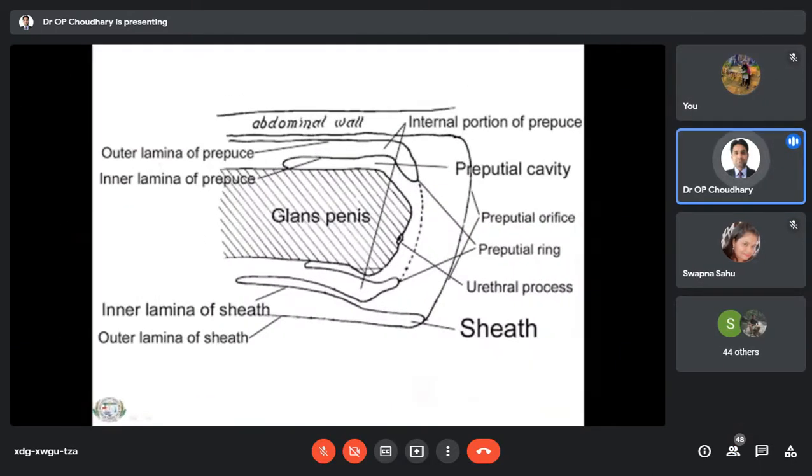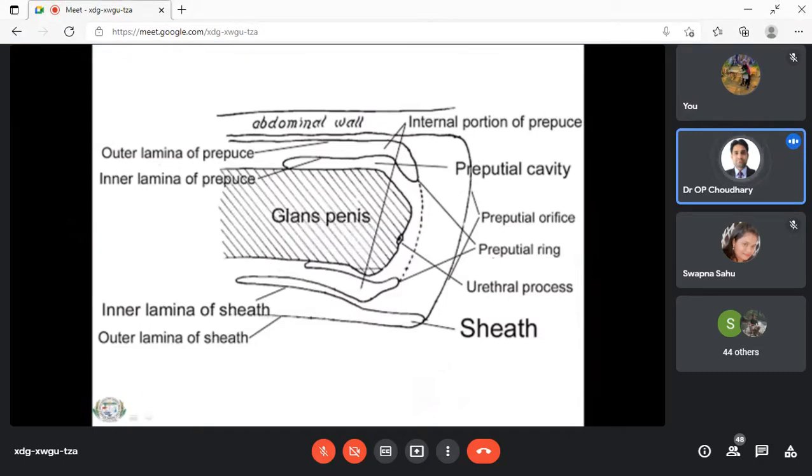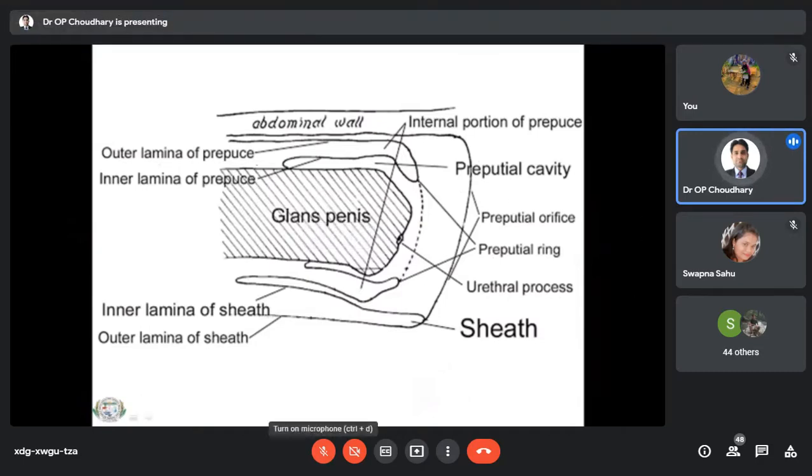Then you can see here, this is the glans penis. Here is the glans penis. You can see here, this is the glans penis. And this part is the prepuce. Okay, and this prepuce also forms a preputial cavity on either side of the glans penis, and this is the outer layer of the prepuce, and this is the inner layer of the prepuce.